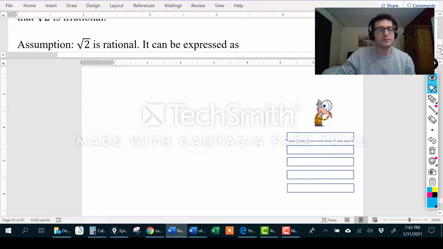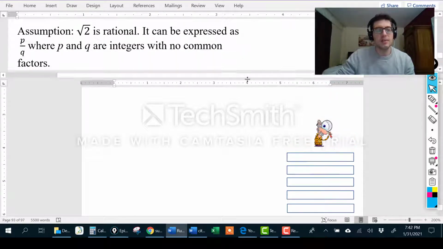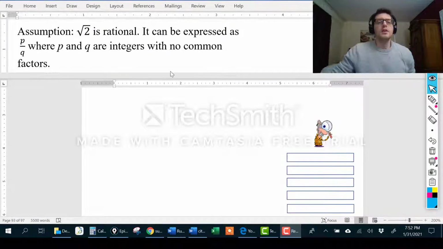So again, here's our assumption. Our assumption is that the square root of 2 is rational, meaning it can be expressed as p over q, where p and q are integers. And I'm adding this extra phrase here, with no common factors. So let me explain that a little bit.